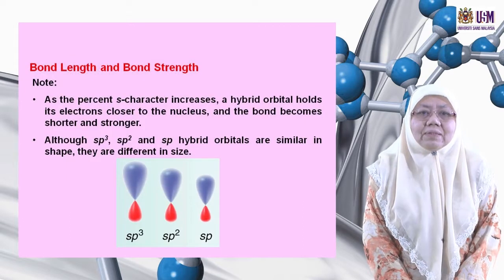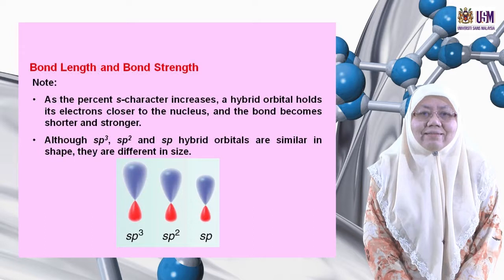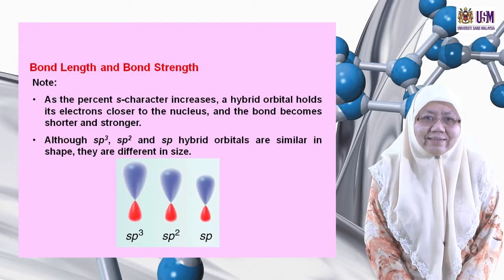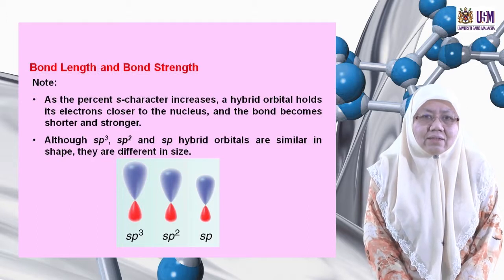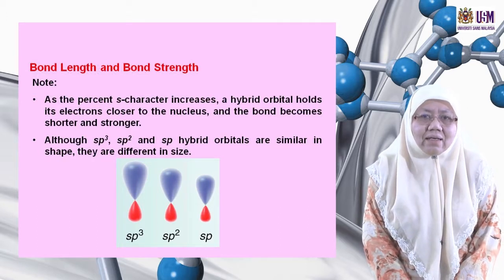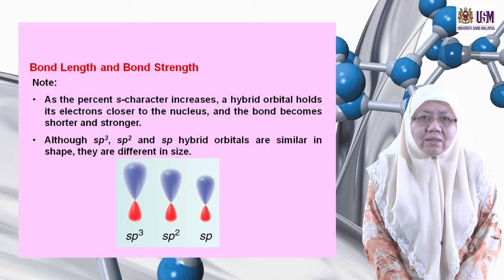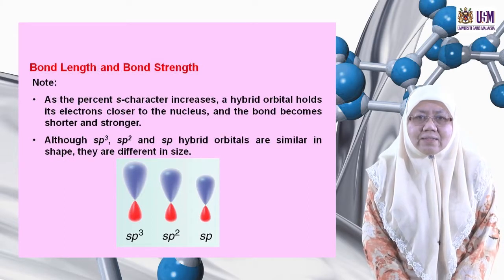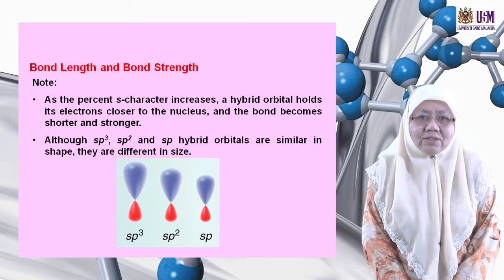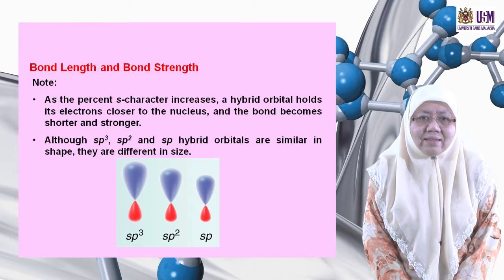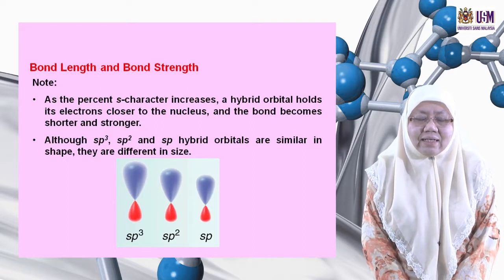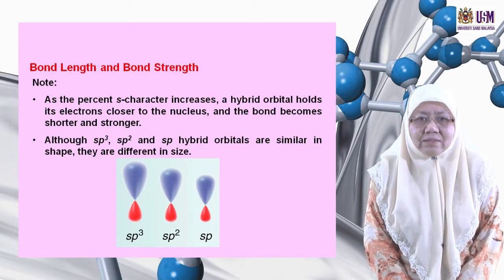Okay, note that as the percentage of S character increases, a hybrid orbital holds its electrons closer to the nucleus and the bond becomes shorter and stronger. Although sp3, sp2 and sp hybrid orbitals are similar in shape, they are actually different in size. The biggest would be the sp3 and the smallest is the sp orbital.